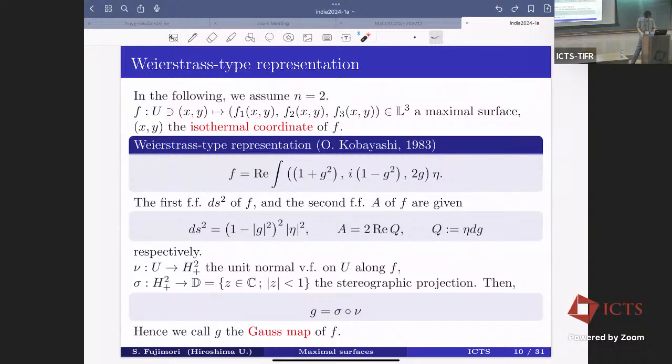Okay, so the stereographic projection is like this: this is x1, x2, x3. So we have H2 plus here, and the unit disk here, and the correspondence is this point and this point. Okay.